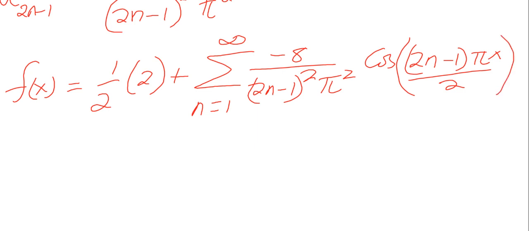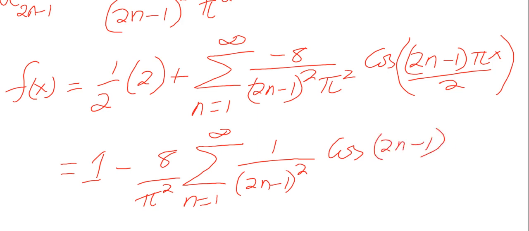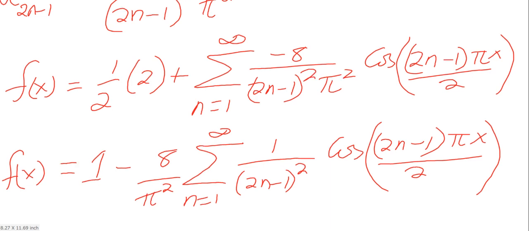A half times 2 is 1, so we get 1. Then you can write minus 8 over pi squared if I factor that out. Then I have the summation from n equals 1 to infinity of 1 over (2n minus 1) squared, then cosine of (2n minus 1) pi x divided by 2. So this is the Fourier series representation for that function when we assume that the function is even.